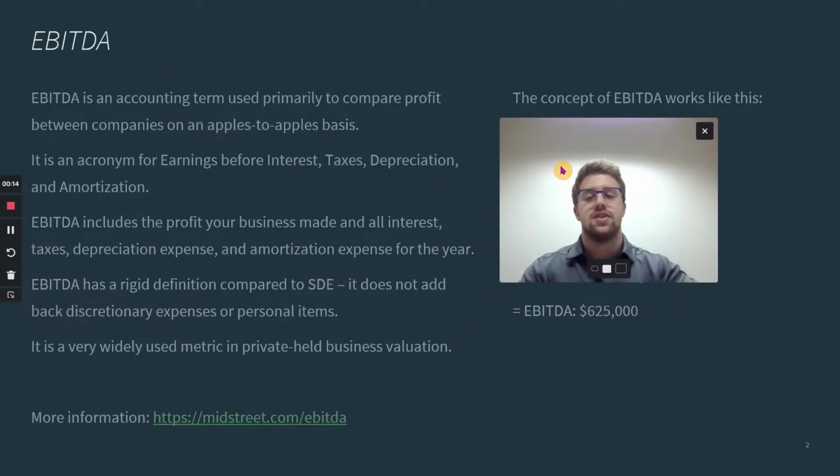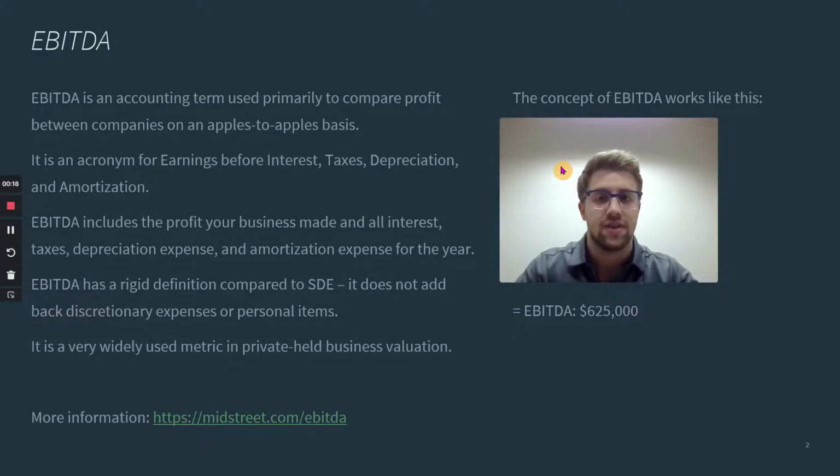EBITDA is a measure of profit that's used in lower middle market companies and less frequently in smaller deals like Main Street deals, to compare the profit between different businesses. It's an acronym that stands for earnings before interest, taxes, depreciation, and amortization.